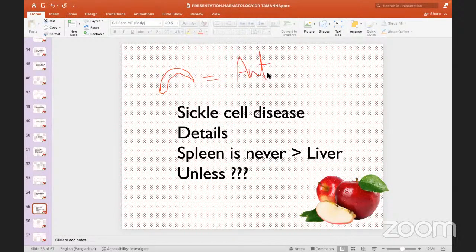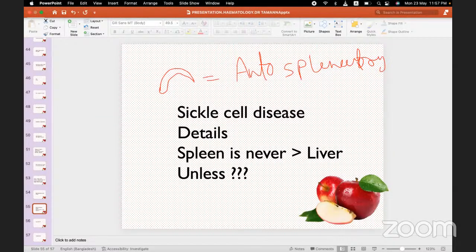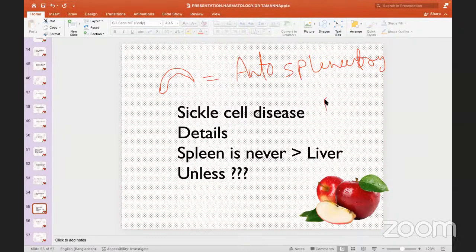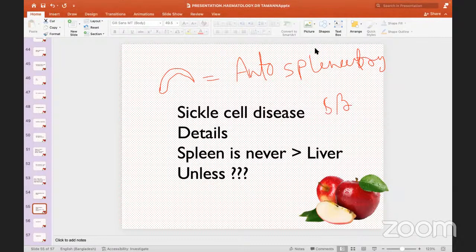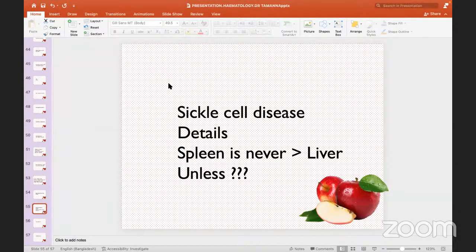So why is the spleen enlarged? Hypersplenism. Hypersplenism does not occur in sickle cell. If you have sickle beta thalassemia, that is both quantitative and qualitative defect. In that case, your spleen will be enlarged because there is not so much sickle-shaped cell, so your spleen will not be destroyed so much.